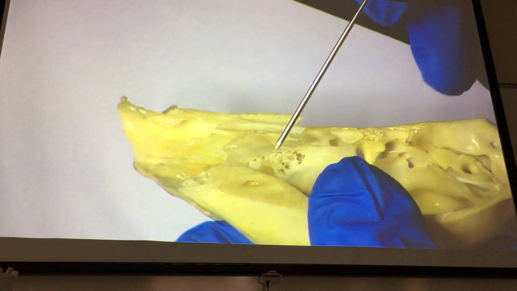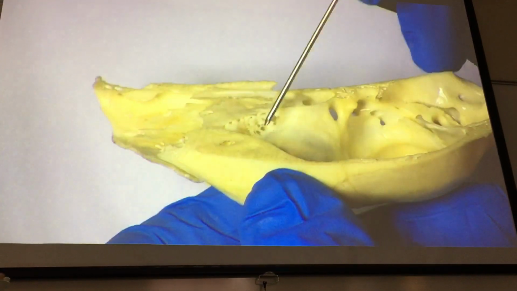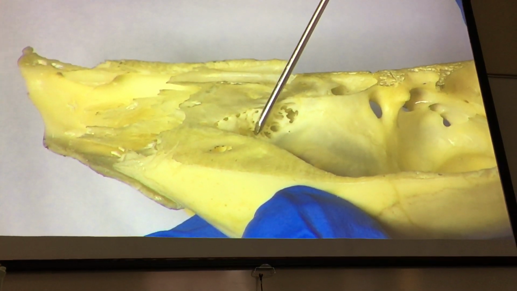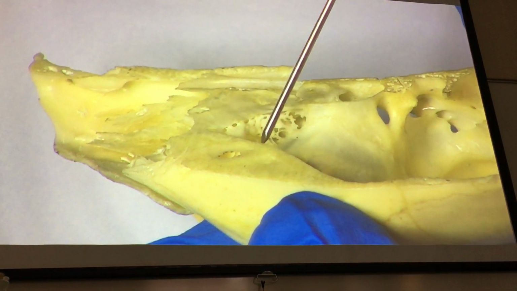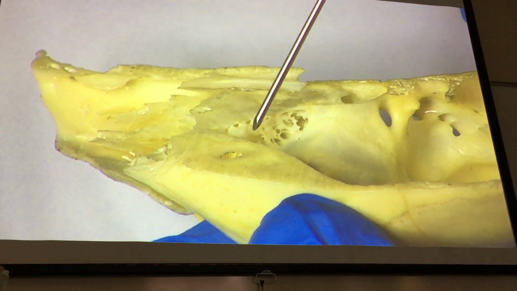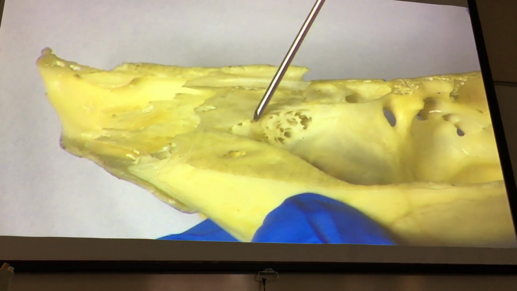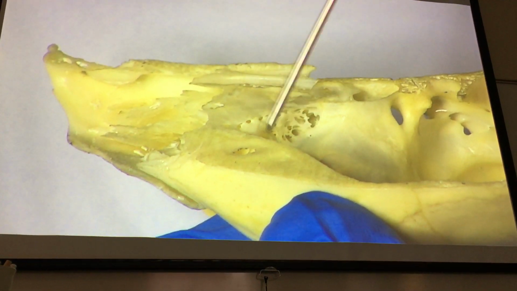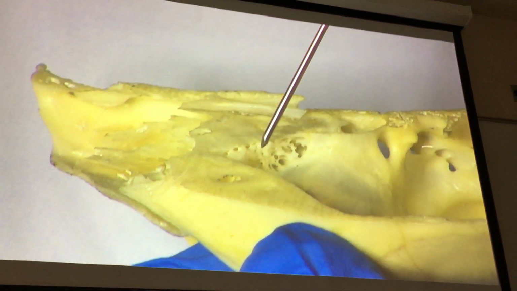On top of the ethmoid, we have all these little holes. These little holes are so olfactory receptor cells can carry information to the brain. So these holes are called olfactory foramen. And when you see a structure with a lot of holes in it, kind of like a shower head, it's called cribriform. So this is called the cribriform plate of the ethmoid.